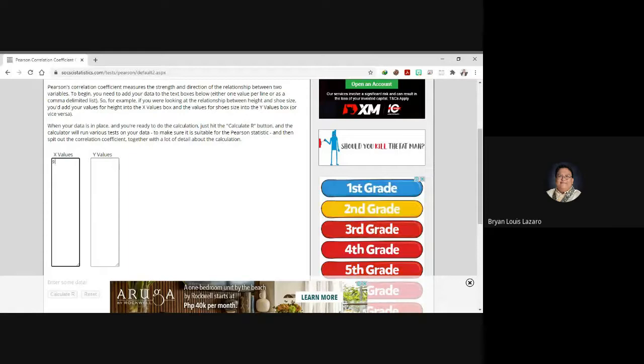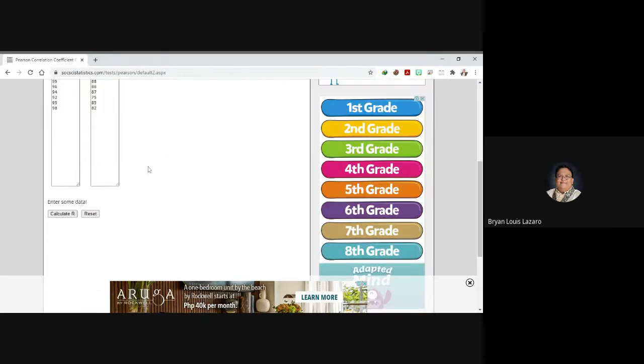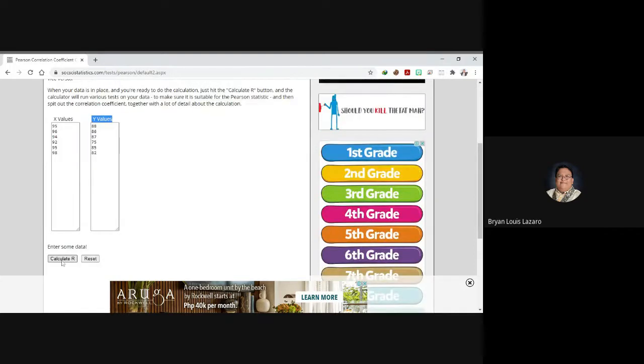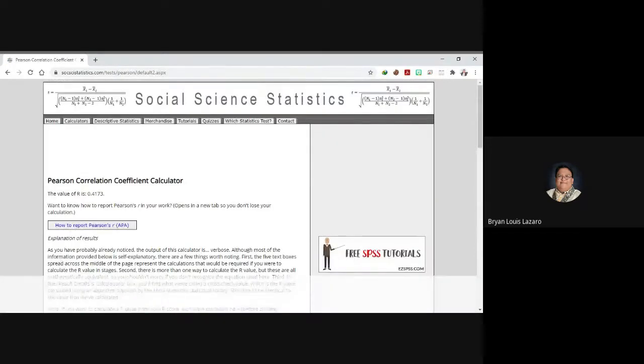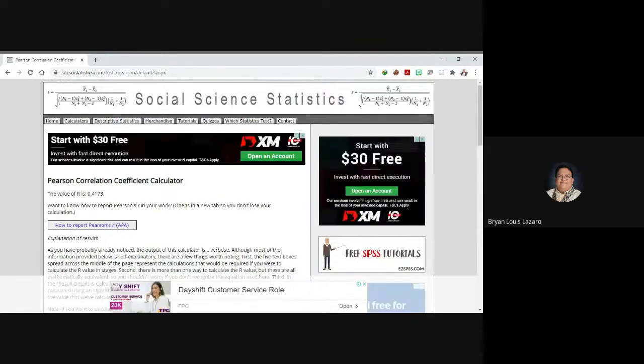So, halimbawa, ang grade mo ay 95, 96, 94, 92, 95, 98. Ito yung grade sa math ng mga respondents. Tapos gusto mo i-correlate sa grade nila sa English: 88, 86, 87, 75, 85, 82. So, ito yung grade mo sa English, yung Y. Ngayon, just set it, calculate R. And then, this is your value of R. Ito yung value ng correlation.